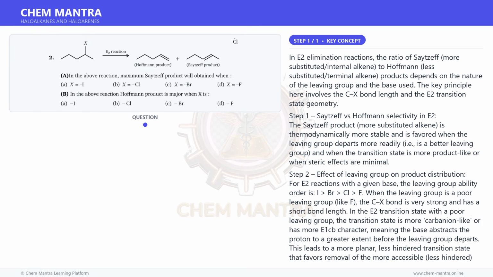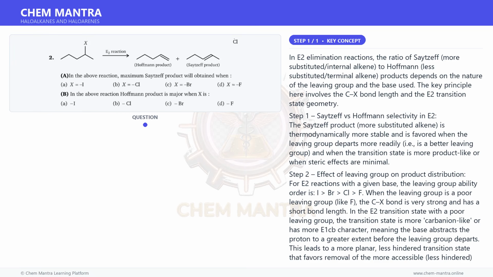This leads to a more planar, less hindered transition state that favors removal of the more accessible, less hindered proton, giving the Hofmann, less substituted product. Conversely, when the leaving group is excellent, like I, the C-X bond breaks more readily, the transition state is earlier, more reactant-like, and the more stable Saytzeff product is favored because the reaction follows the thermodynamic preference.